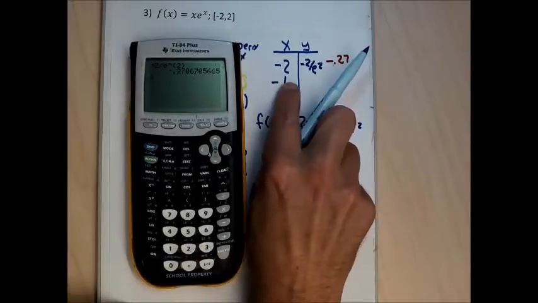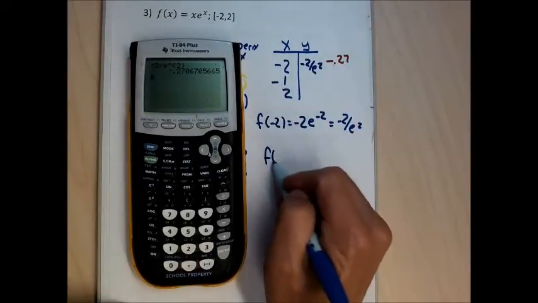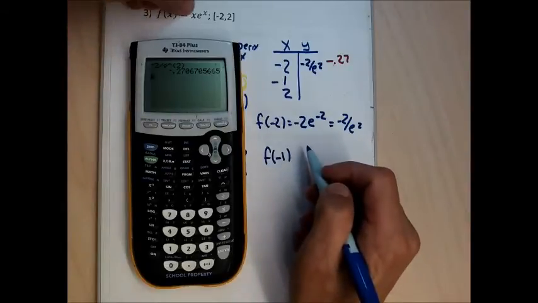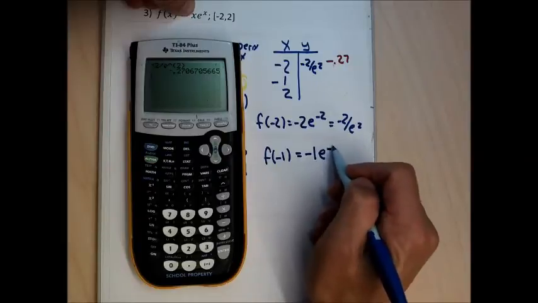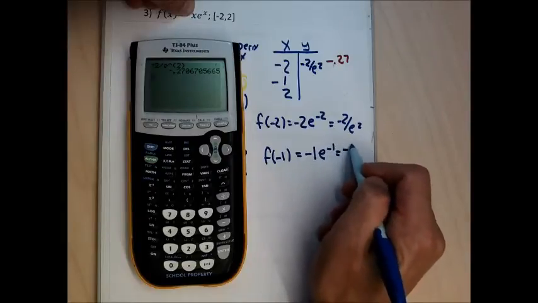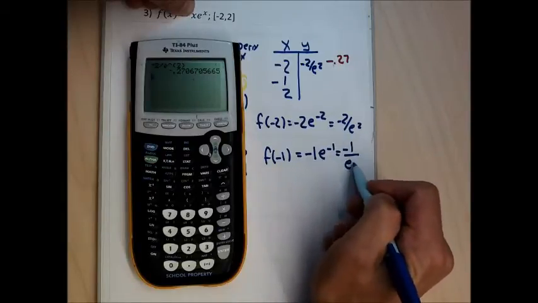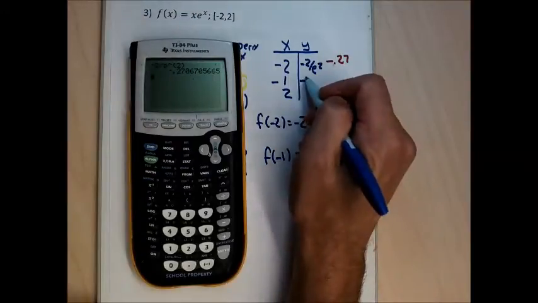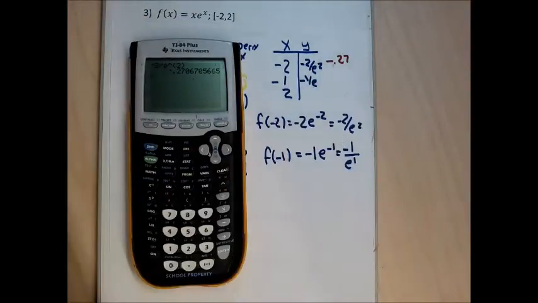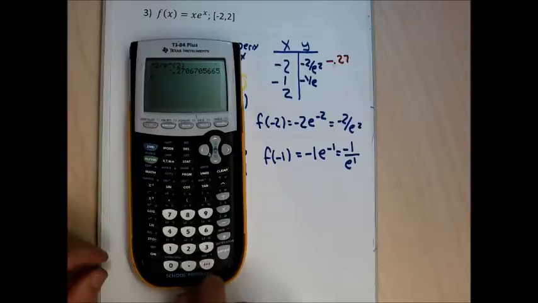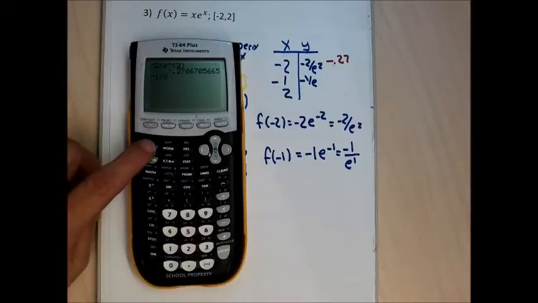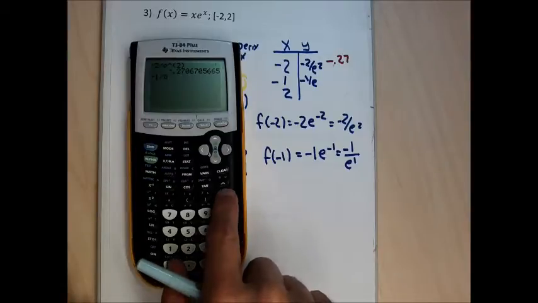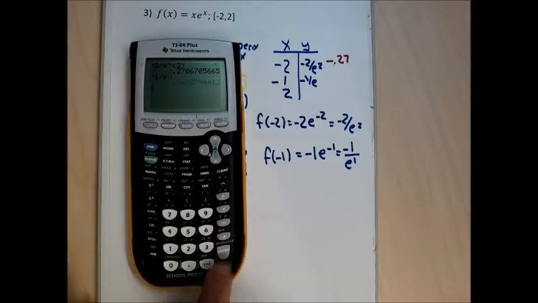The next value I'm going to get a y for is negative 1. I'm going to go f of negative 1. And I'm going to put negative 1 in for both of those x's. I'll go negative 1 e to the negative 1. That's the same as negative 1 over e to the first. And that's negative 1 over e. I'm going to find a decimal for that by going negative 1 divided by, and then second, and then the divide key to just get an e by itself without an exponent.